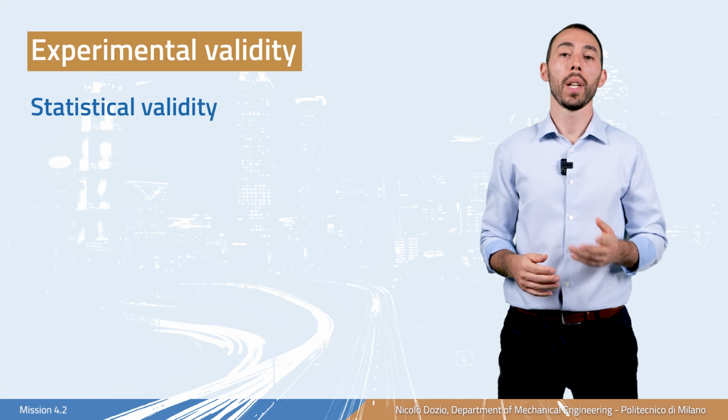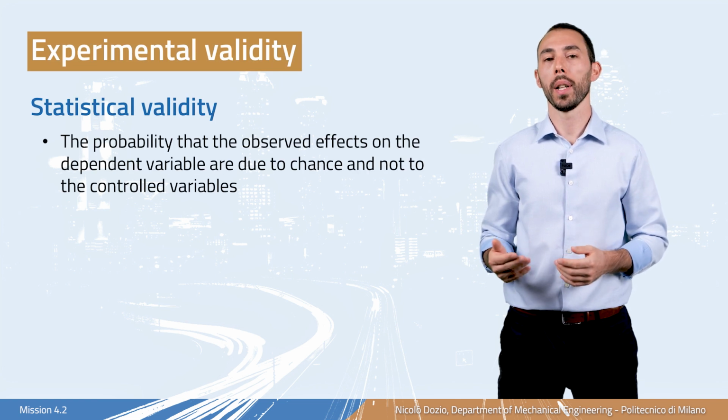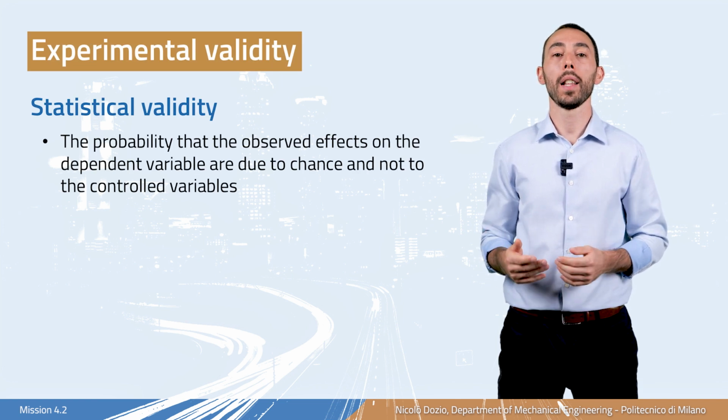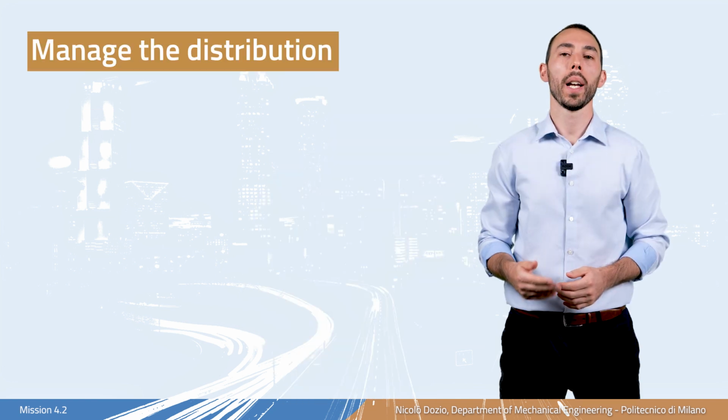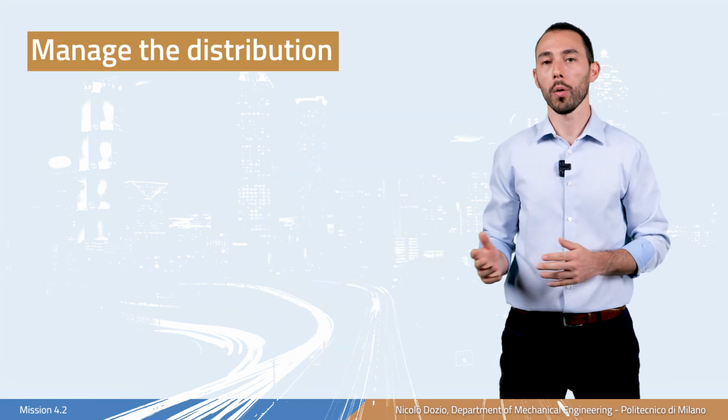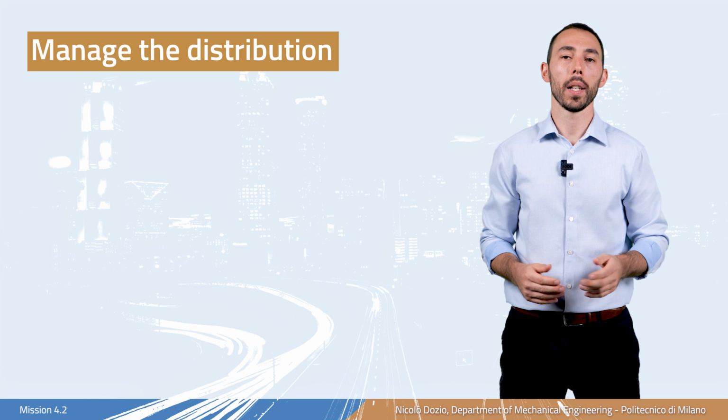And finally, we have statistical validity, which is the probability that the observed effect on the dependent variable are due to chance and not to the controlled variables. As we saw before, when dealing with human participants, it is important to know how to distribute them among the experimental conditions. A poor management of this aspect can easily introduce biases into the experiment, heavily reducing the validity of the data obtained. The way you manage the distribution of participants and conditions defines the study design.